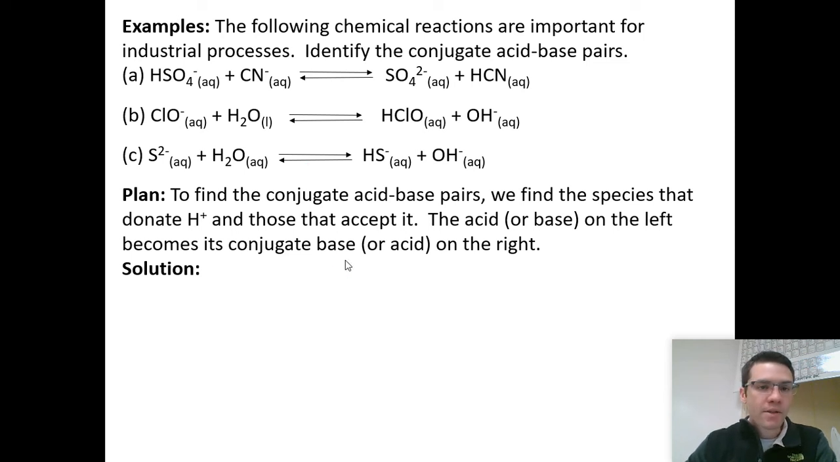So here's your answers. You want to look at that first chemical reaction, HSO4, and I want to find this compound on the product side, the right side. Well, where do I find that? The only difference between these two, it's right here, SO4. The only difference between these two is a proton.